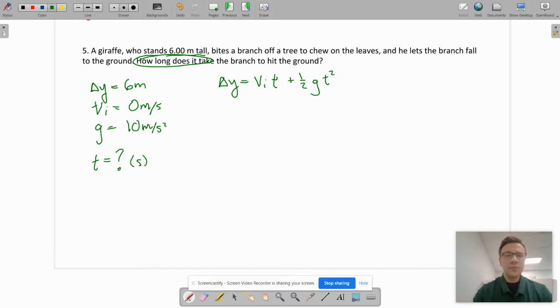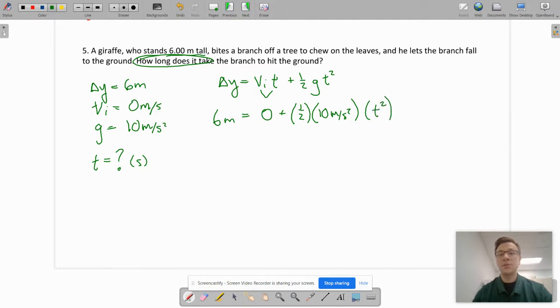Okay, so this time we're given 6 meters as the vertical change in position. So 6 meters is equal to, again, this right here is going to be 0 because the initial velocity is 0, plus, I'll go ahead and write it out again, but we could just make this 5. 1/2 times 10 meters per second squared is 5. Okay, and then we are solving for the time. And don't forget that it's squared. We'll have to use the square root later. So again, we could simplify this and say, okay, well, 6 meters is equal to 5t squared over here. Okay, and then we will need to divide by 5 on each side.